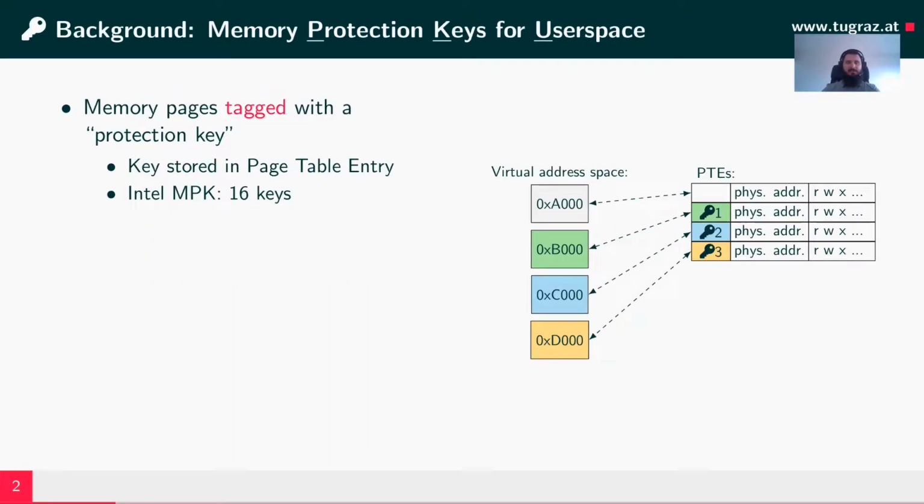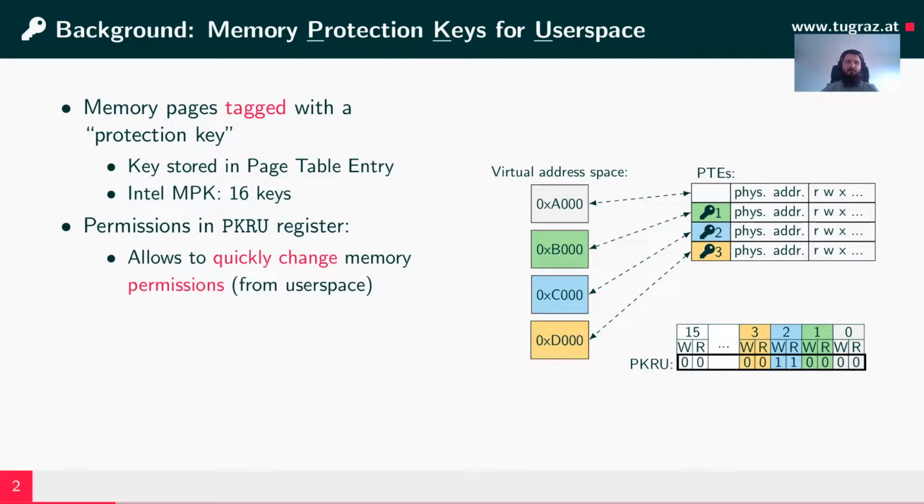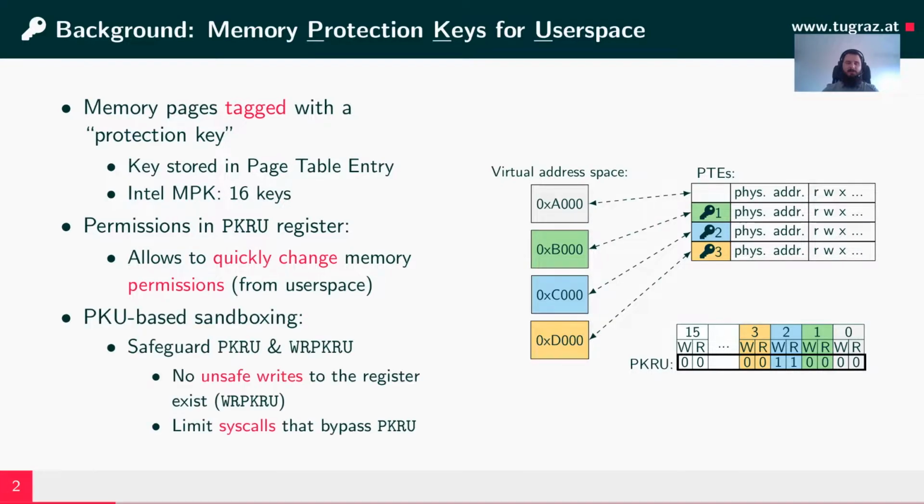With protection keys for Userspace, memory pages are tagged with a so-called protection key. The key is then stored in the page table entry. On Intel CPUs, these keys are 4-bit wide, so 16 keys exist in total. The PKU register contains read and write permissions for each of these keys. This allows for quick permission changes in the user space.